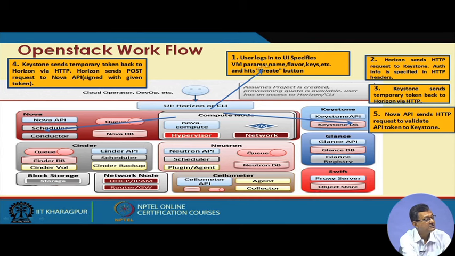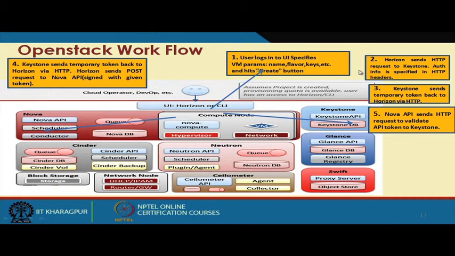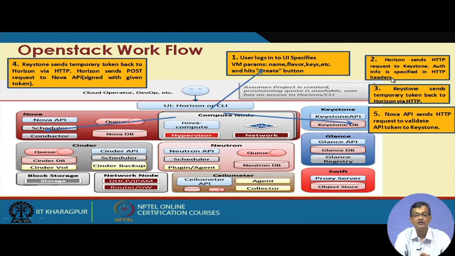So, the user logs in to the UI, specifies VM parameters like name, flavor, keys, etc., and hits the create button, right. Then Horizon sends an HTTP request to Keystone, with authentication information specified in the HTTP header. So, Horizon, the dashboard service, sends the information to this identity service.